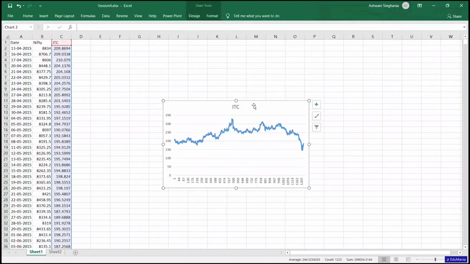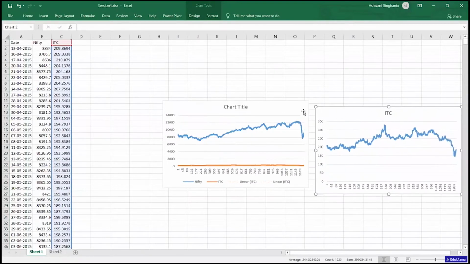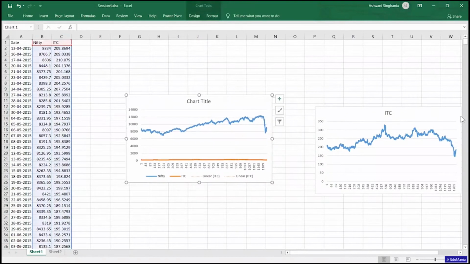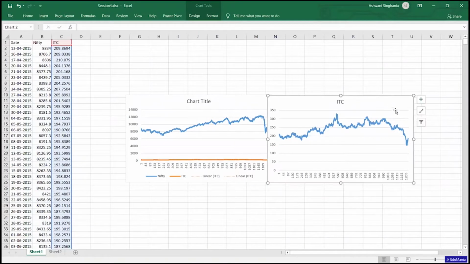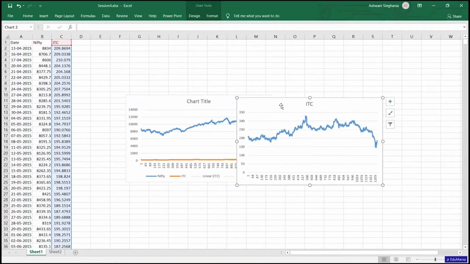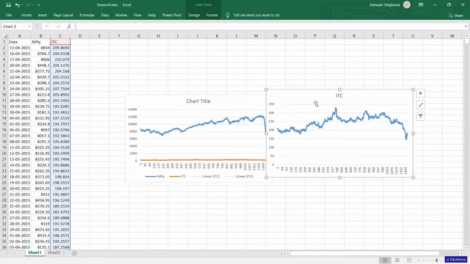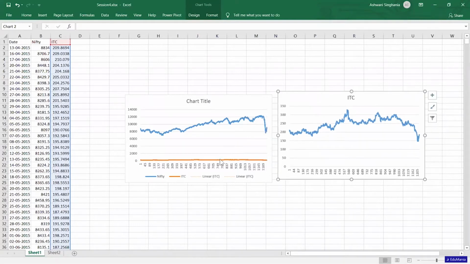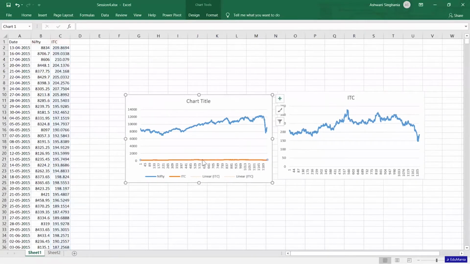Yeah. So we can see that another graph for this is basically for ITC and this is for Nifty. We can see that both of them are actually moving quite together in the same direction, right? The left hand side is for Nifty and this one for ITC, and we can see that both are making the same kind of movement, almost the same. It means they are moving together.